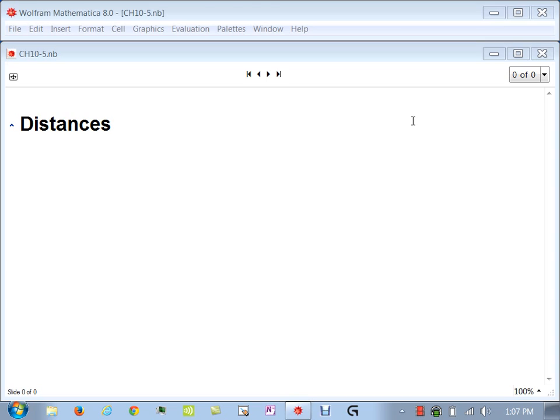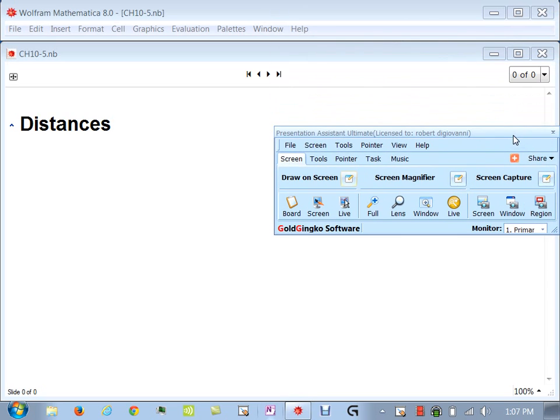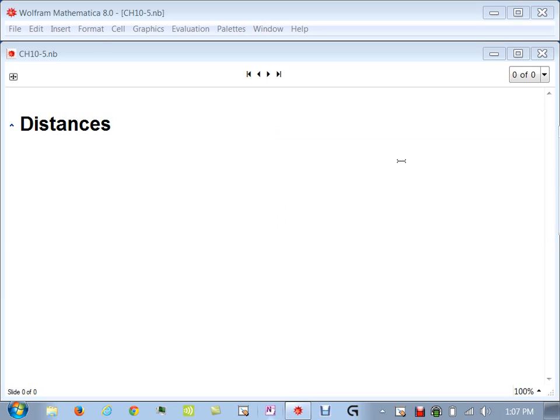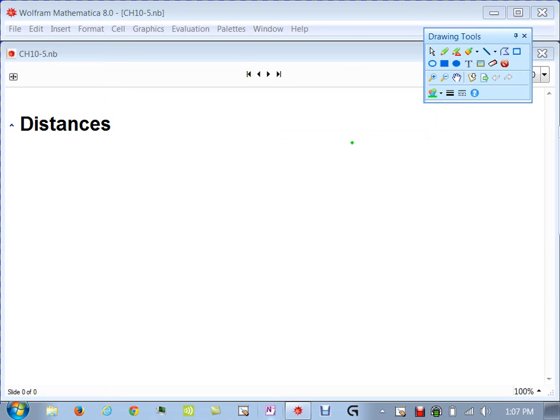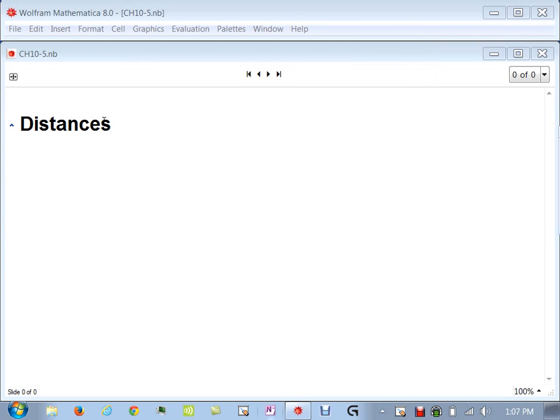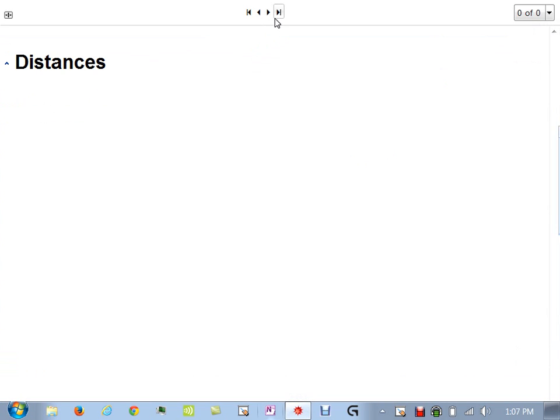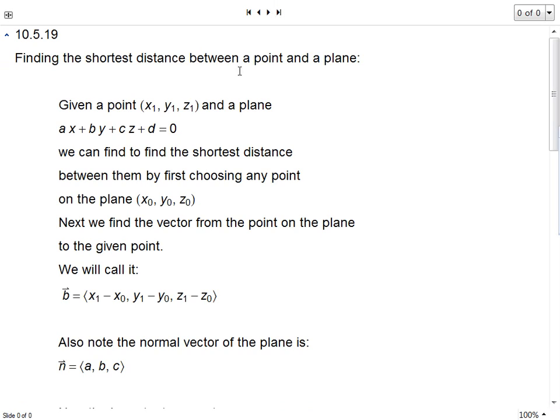So distances. This is kind of where we ended last time, right? Make sure this is going to work today. I think this is a pretty good little visual here. How do we find the shortest distance between a point and a plane?